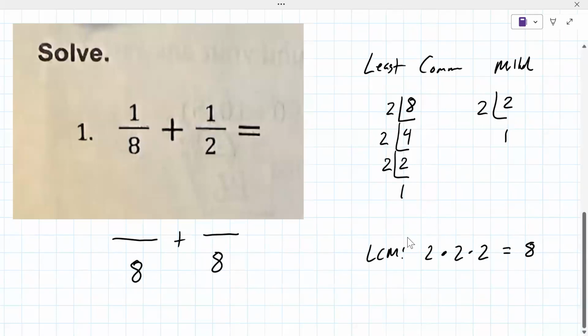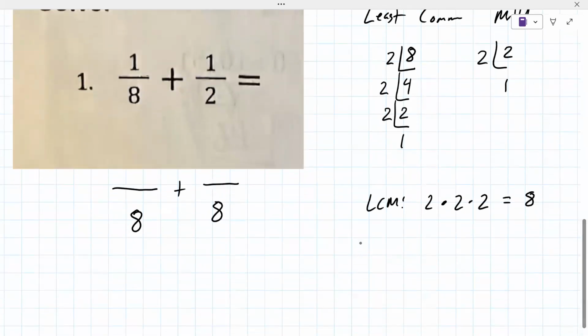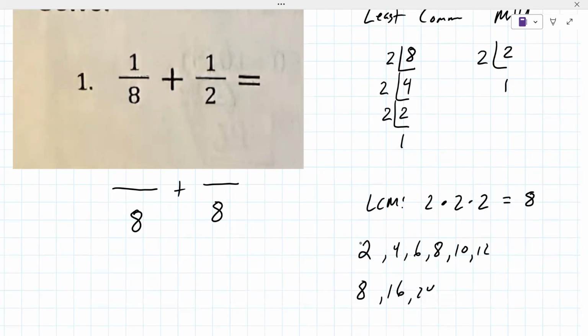The other way to do it, which I don't like, but it is an acceptable way, is to start writing out the multiples of these. So it's like 2, 4, 6, 8, 10, 12, 14, 16. The problem with this one is sometimes you miss the fact that it could be the original number, which could be a problem.